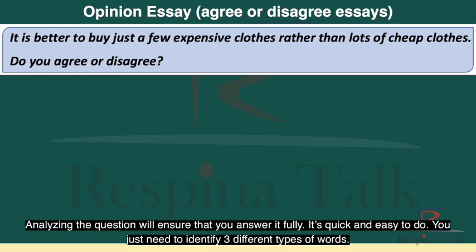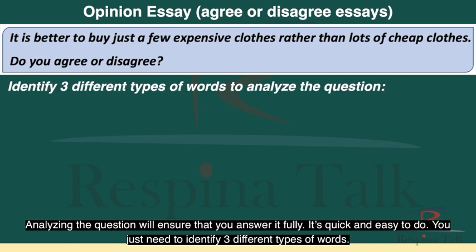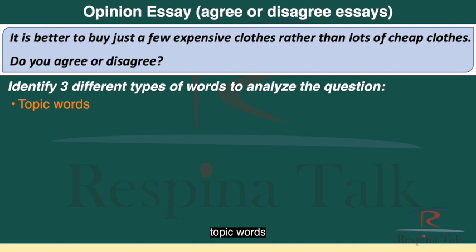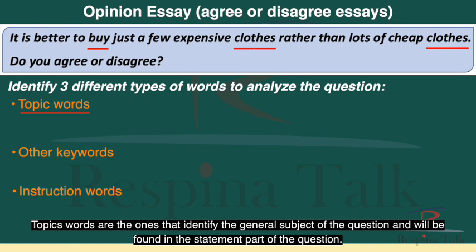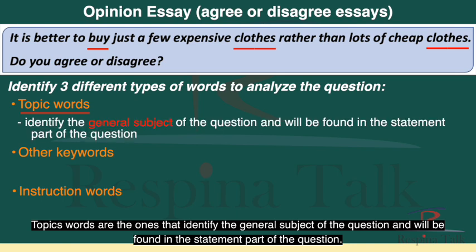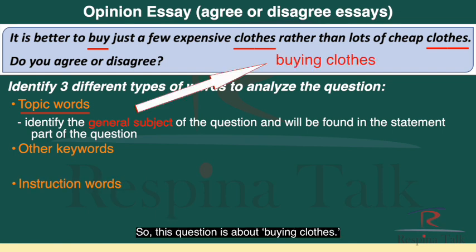Analyzing the question will ensure that you answer it fully. It's quick and easy to do. You just need to identify 3 different types of words: topic words, other keywords, and instruction words. Now, topic words are the ones that identify the general subject of the question and will be found in the statement part of the question. So this question is about buying clothes.